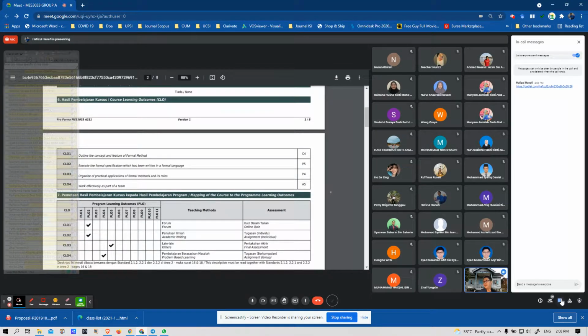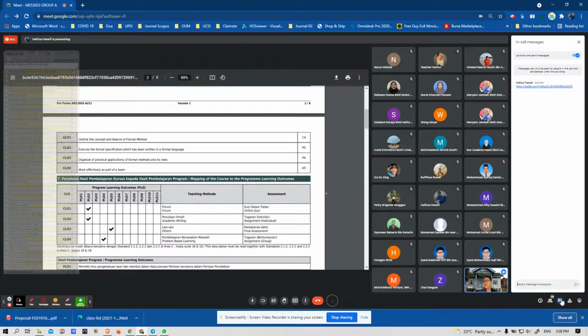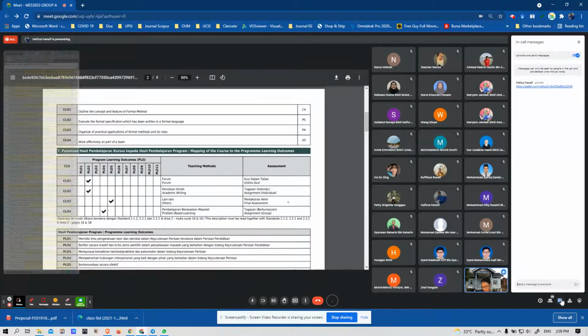Secondly, CLO number two is to educate on formal specification written in formal languages. This one is an individual assignment. You will be given two individual assignments. Then, to organize a practical application of formal method and its rule, this one is the final assessment. And the last one, to work effectively as part of a team, is a group assignment. For the group assignment, you need to have two to four people in a group.